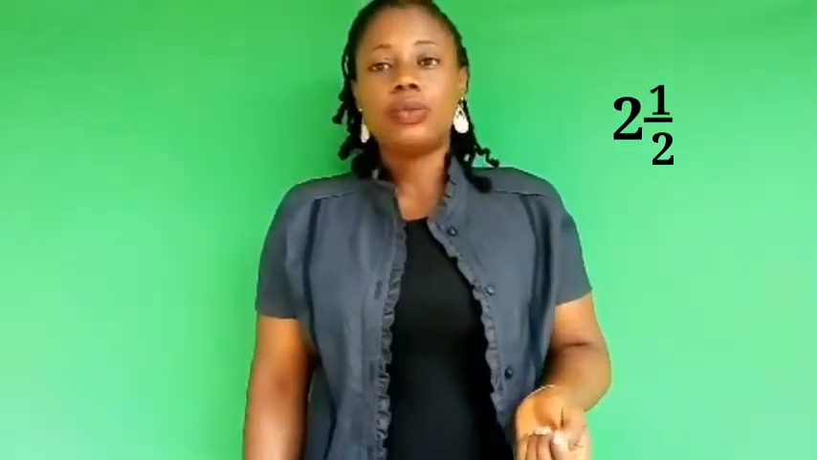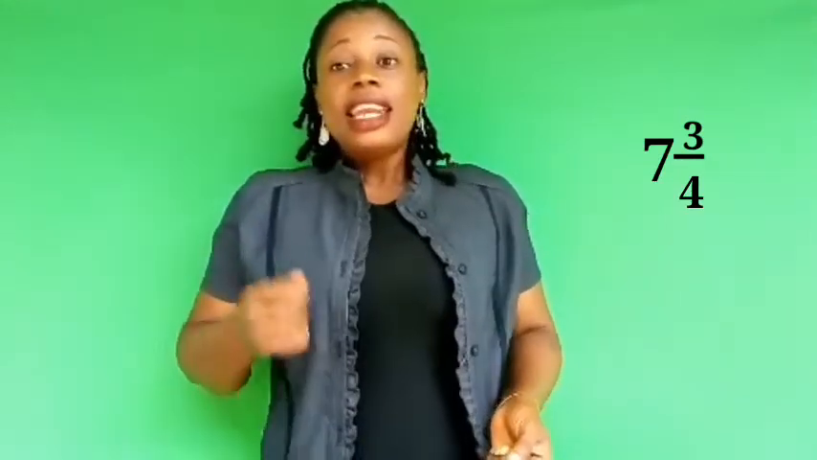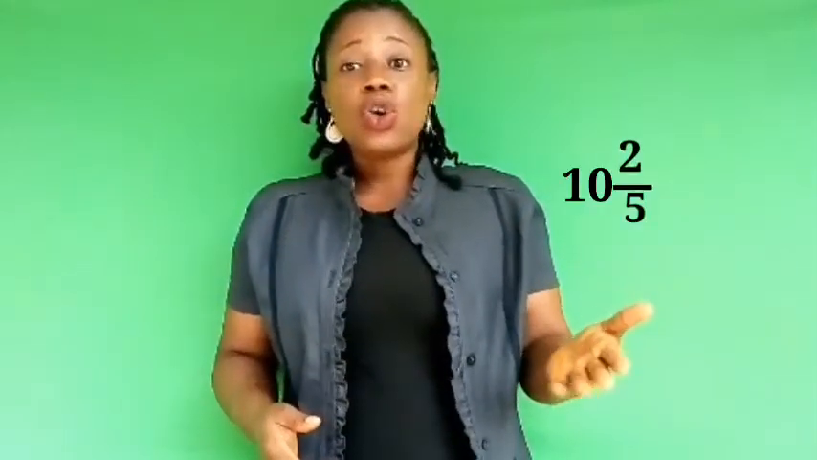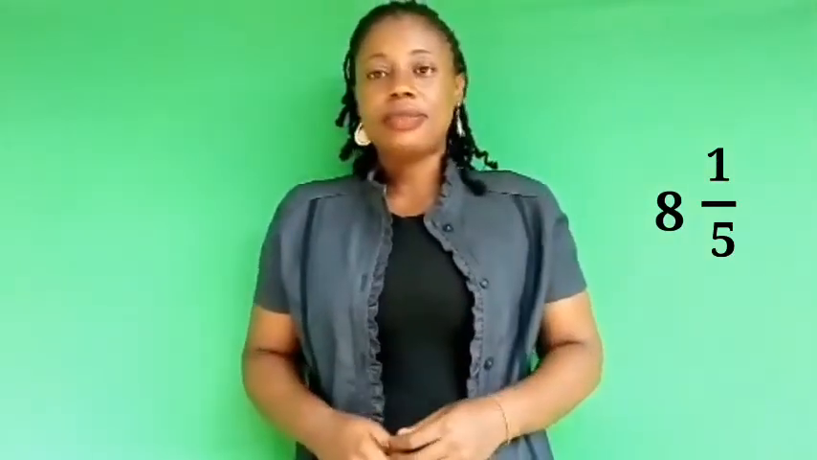Examples of mixed fractions are 2 whole number, 1 over 2. 3 whole number, 2 over 5. 7 whole number, 3 over 4. 9 whole number, 1 over 3. Take note that all the fractions that are combined with the whole numbers are all proper fractions. Now, 10 whole number, 2 over 5. 6 whole number, 7 over 9. 8 whole number, 1 over 5. 28 whole number, 2 over 5.